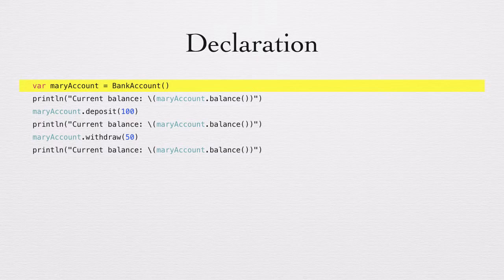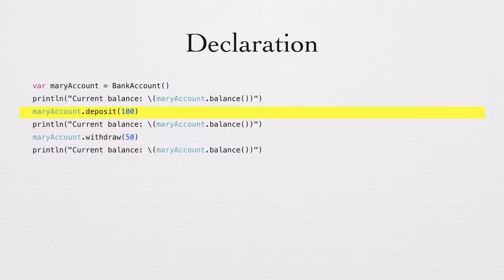We create a class instance by calling its initializer and assigning it to the variable called maryAccount. Note that the type for the maryAccount variable is automatically inferred to be of type BankAccount. Next, we retrieve the value of the current balance by calling the balance method and print its value on the console.